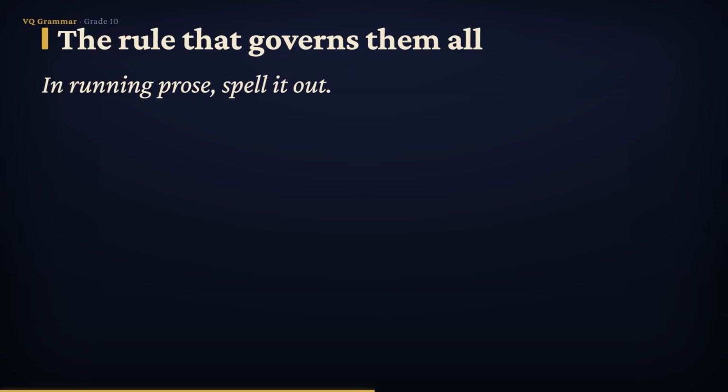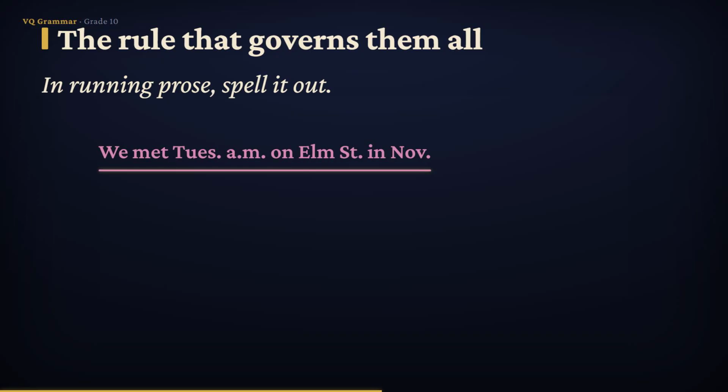In ordinary running prose, spell it out. Look at this first sentence. We met Tuesday a.m. on Elm Street in November. Every one of those shortcuts is a genuine abbreviation, and yet the sentence reads like a telegram. It's crowded, it's cold, and it makes your reader do the unpacking for you.